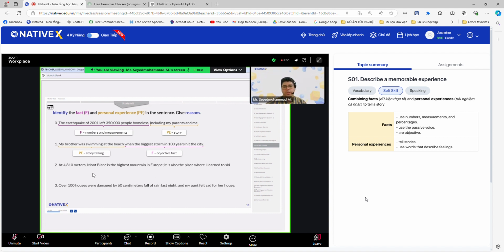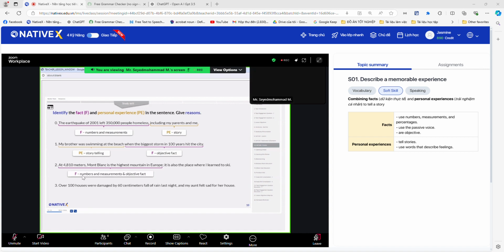Fuang, can you help us with number 2? Yes. At 4,810 meters, Mont Blanc is the highest mountain in Europe. Highest mountain in Europe is a fact. And it is also the place where I learned to ski is personal experience. Very good job. It is a number and measurement and objective fact, and it's a story, a kind of personal experience.